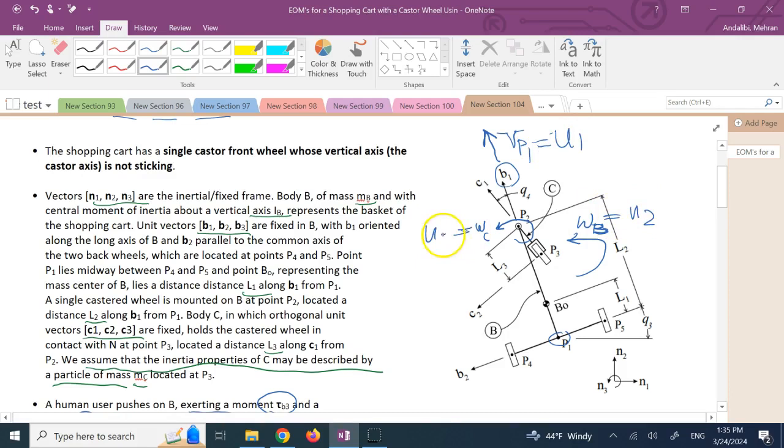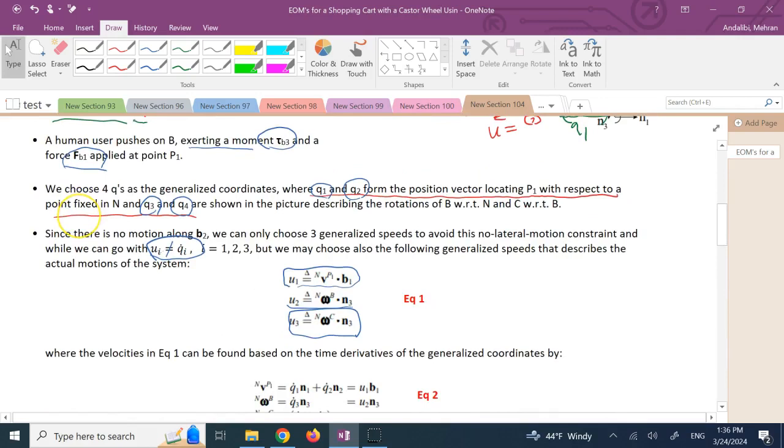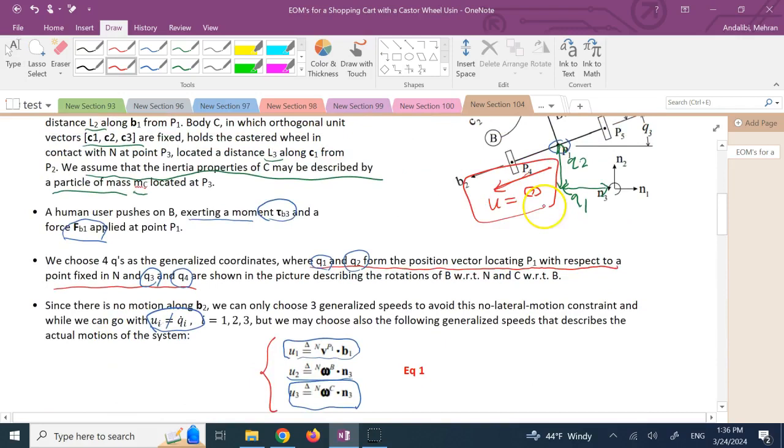This way I can avoid adding the constraint that in this direction there is no motion. If you want a U4 in this direction, that U4 is equal to zero. Since it's always zero, it's better to not even use it at all and just go with these three U's. Clearly, because of the way that we defined Q1 and Q2, the point P1 and the tires attached to it could move any way they want, but as a matter of fact they can't. In this direction, this U is equal to zero. So by picking three U's instead of four U's, which are the derivatives of the Q's, we are getting rid of this constraint. We are incorporating it indirectly. So this is how we pick U's.